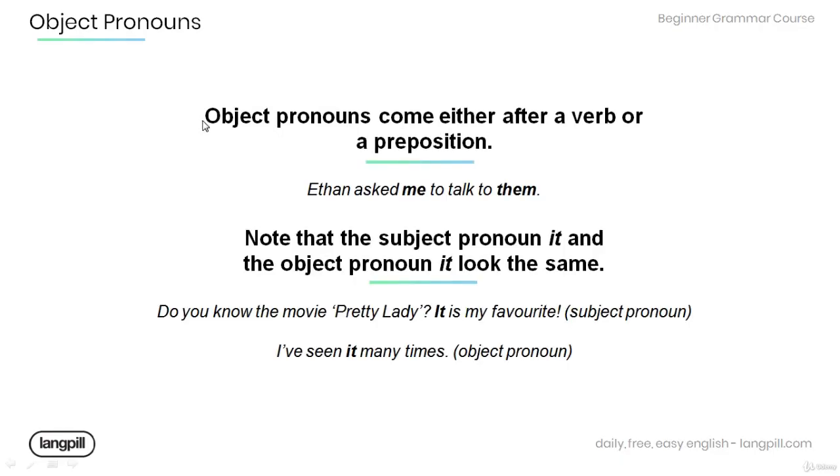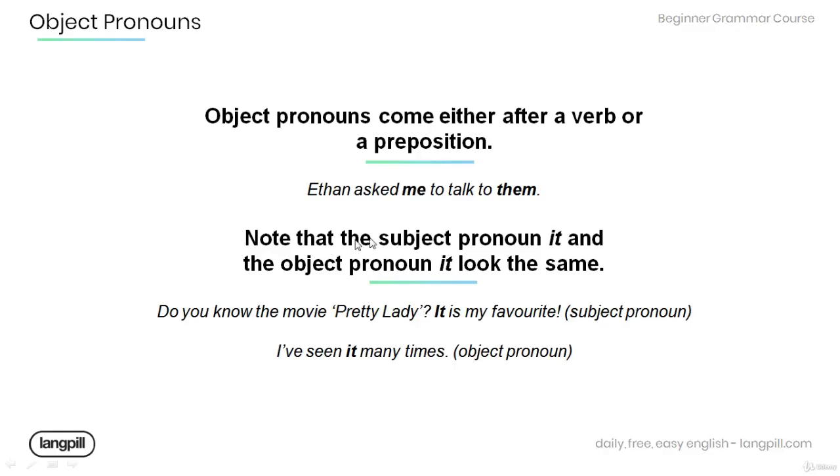As earlier stated, object pronouns come either after a verb or a preposition. For example, in this sentence, Ethan asked me to talk to them. The object pronoun me comes after the verb asked, and the object pronoun them comes after the preposition to.